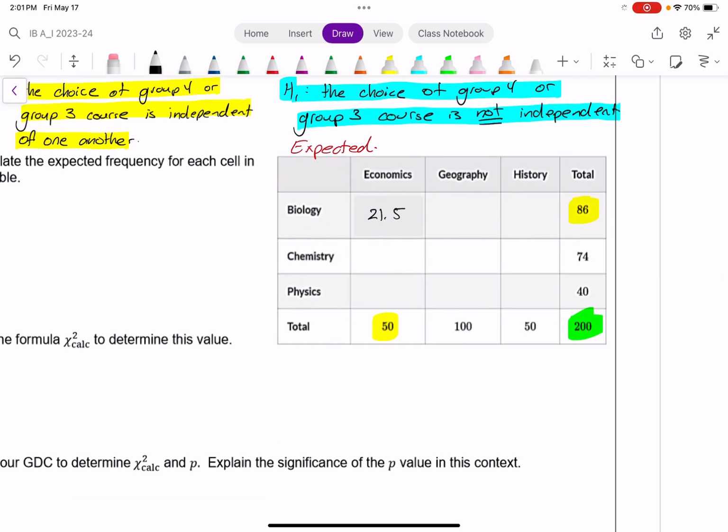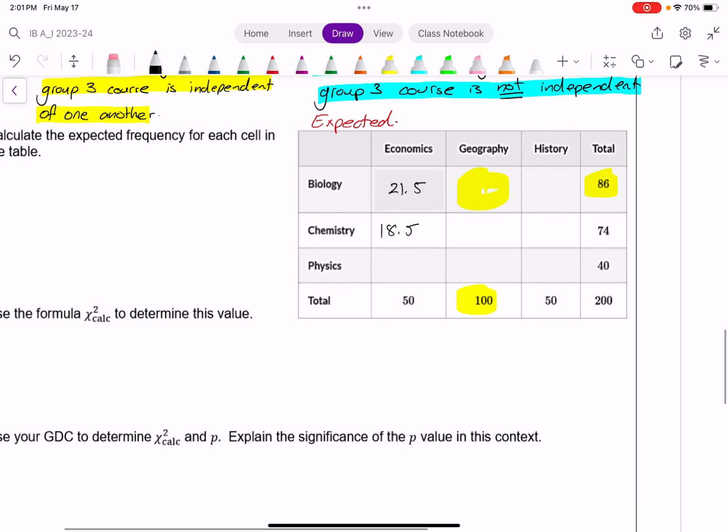If you do the same thing, I'll just do another example. If I want to find this one here for chemistry, I want to multiply 74 by 50 and then divide by 200, and I should get 18.5. If I want to find this one here for geography and biology, I want to multiply 100 by 86 and divide by 200, and you would get 43. So, a bit of practice, it's a pretty quick calculation. I have 9 blanks to fill in. I'll just fill in all the rest.